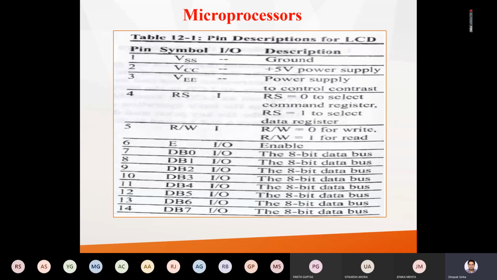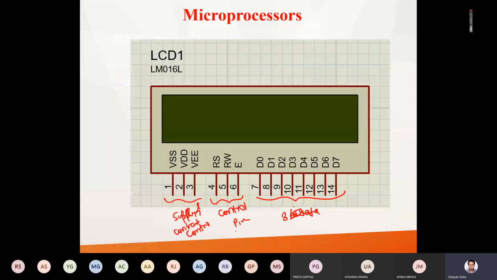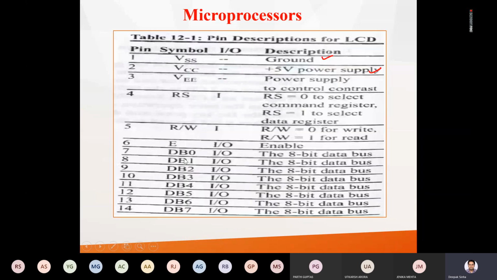Basically, if you take this VSS, that is connected to the ground, and VCC is there for power supply. Then you have the VEE, and this VEE is actually for the contrast control. Behind the LCD, some LEDs are incorporated. This is your VCC pin, this is your VEE pin.